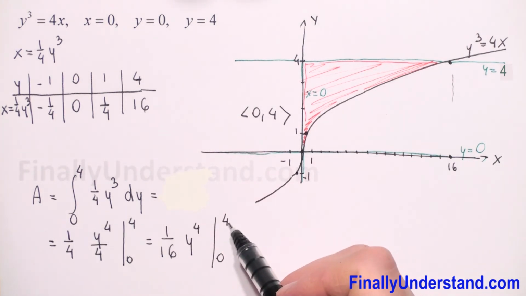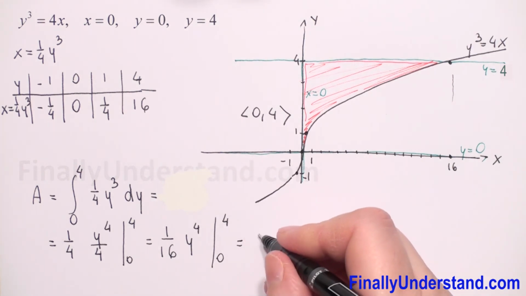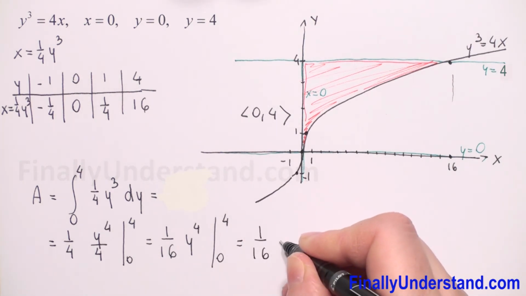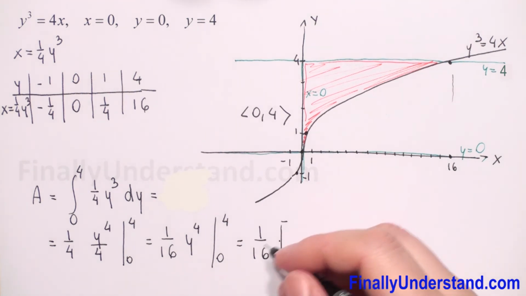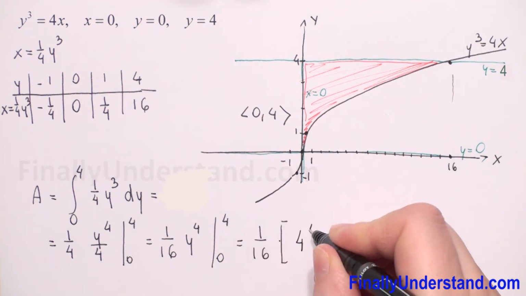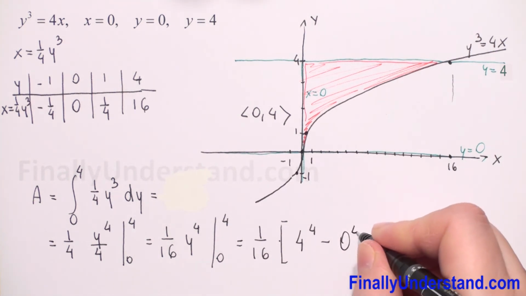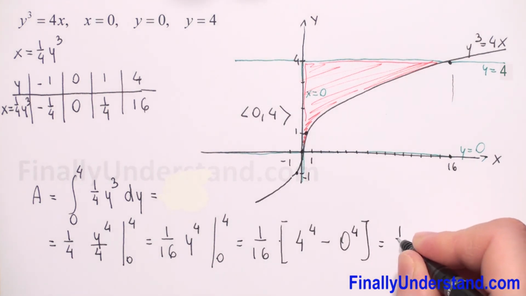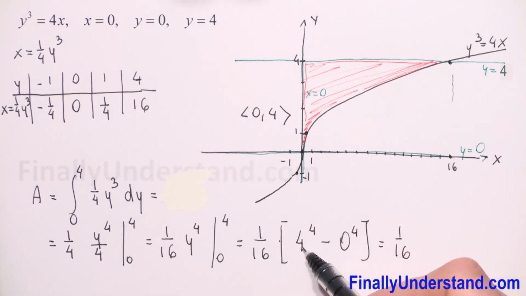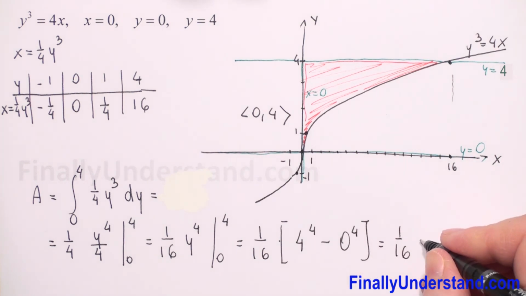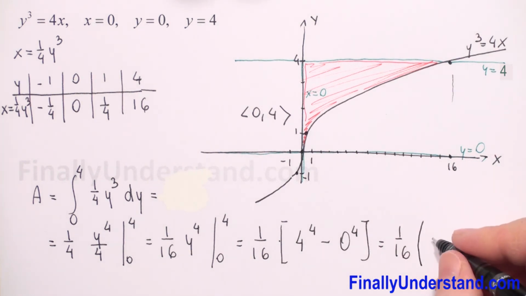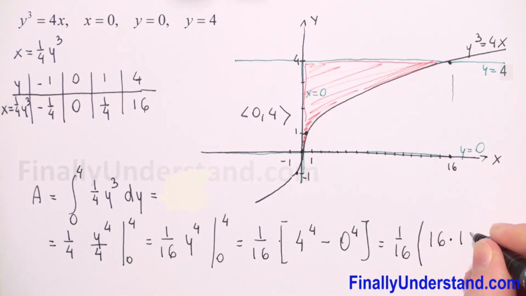So this is equal, first we have to plug in the upper limit, so for 4 we have 1 over 16 times, in brackets, 4 to the power 4, minus, and now we have to plug in the lower limit, so 0 to the power 4 is 0. So we have 1 over 16, and we have 4 to the 4th power, so we can write that this is, let me put this in parentheses, 16 times 16. 16 we can reduce, and we have 16, of course, square units. This is our area.